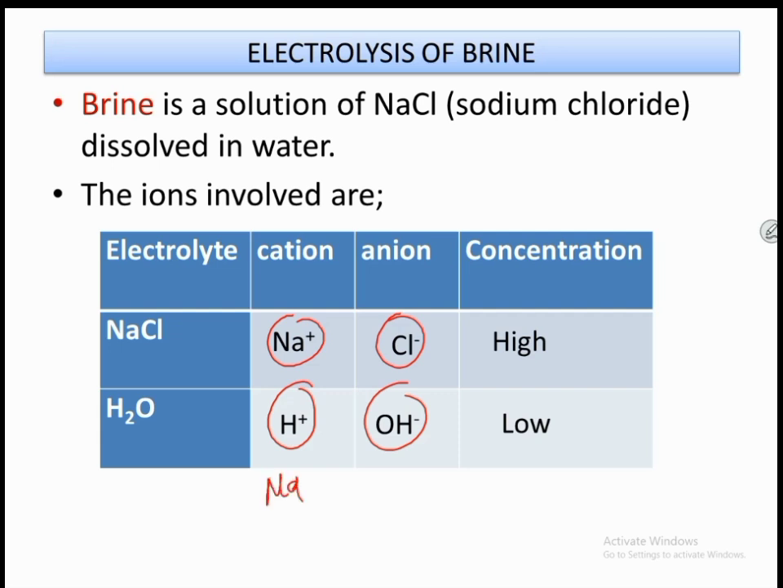Hydrogen ion is at the bottom. So hydrogen ion is discharged at the cathode. Hydrogen ion is the cation that will be discharged. Then, of course, we have two anions, chloride and OH.